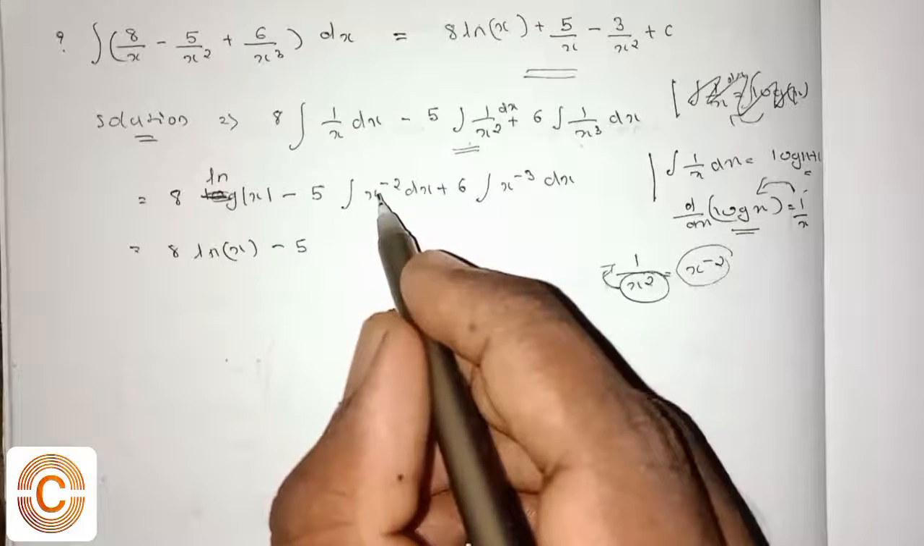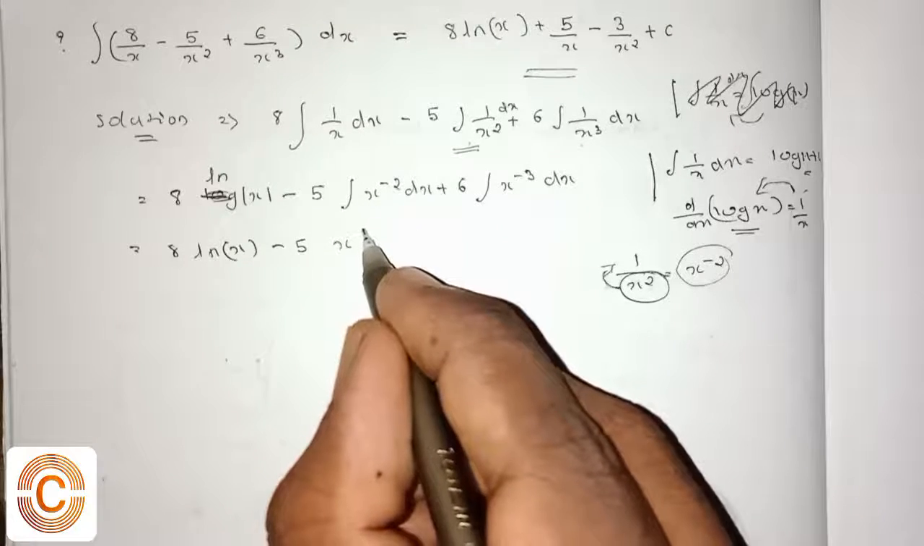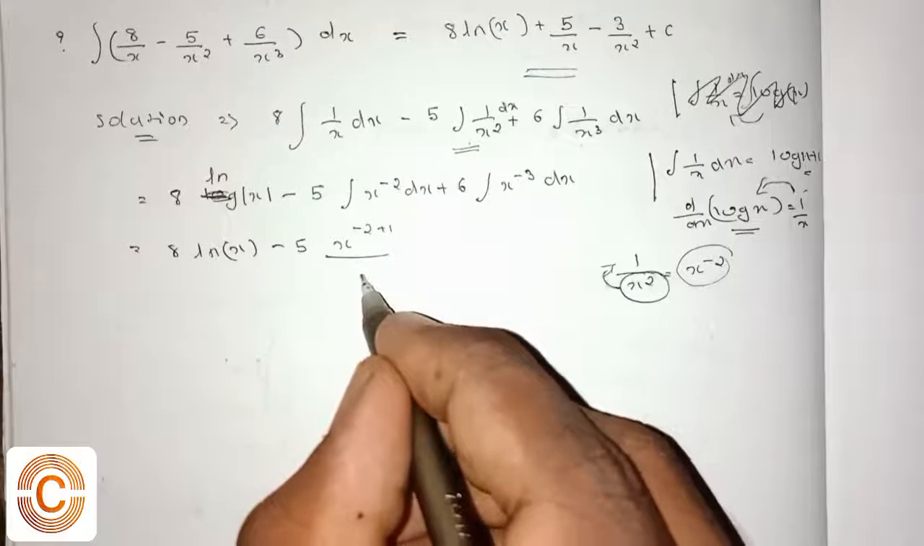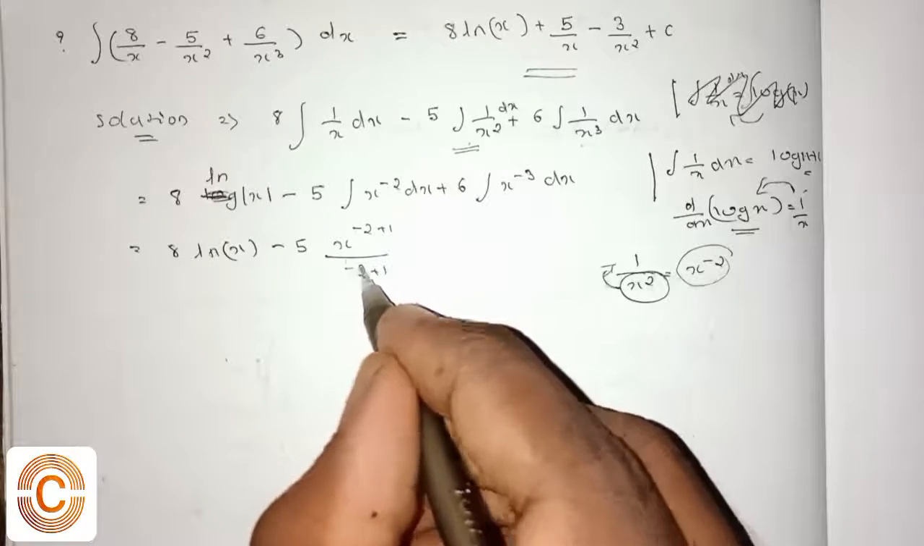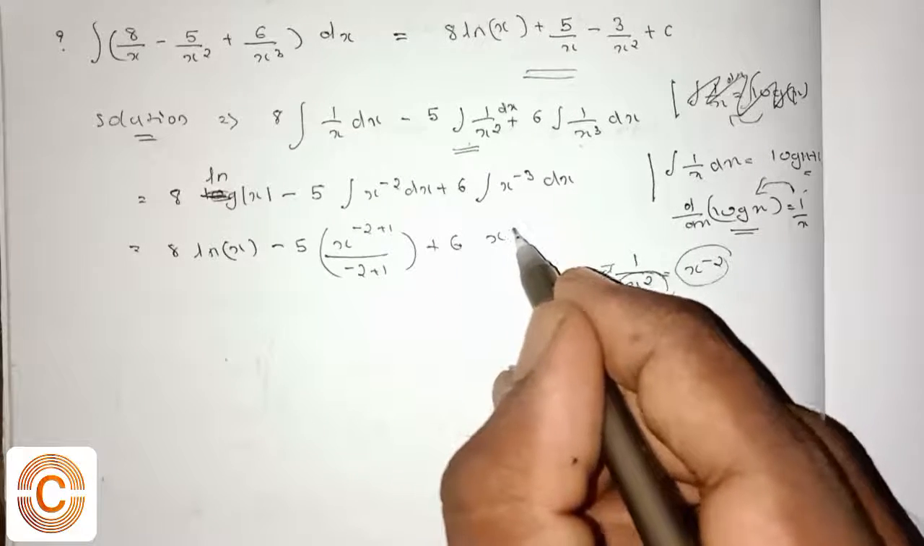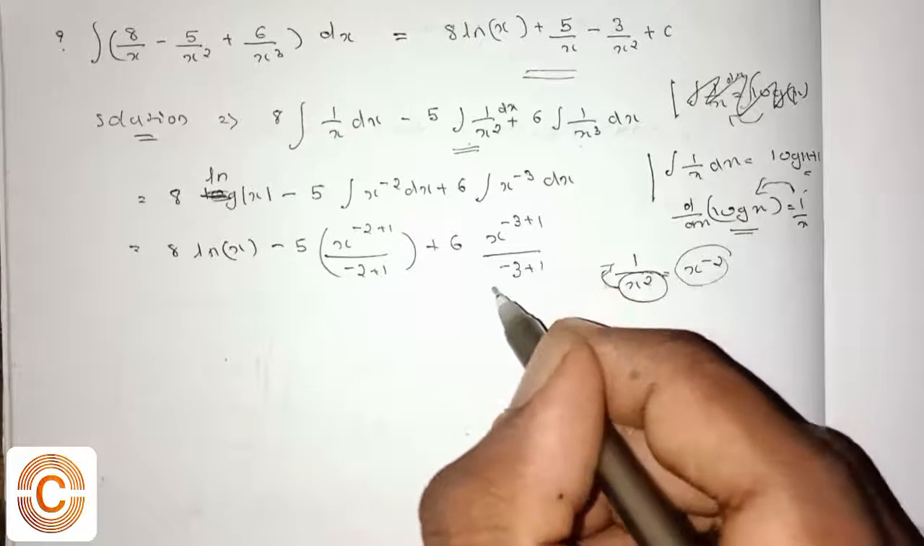note here that we can apply the equation of integral of x raised to n dx, that is x raised to n plus 1, that is minus 2 plus 1 here, divided by, in the denominator, n plus 1, that is minus 2 plus 1, plus 6 into, here we can write it as x raised to minus 3 plus 1 divided by minus 3 plus 1.